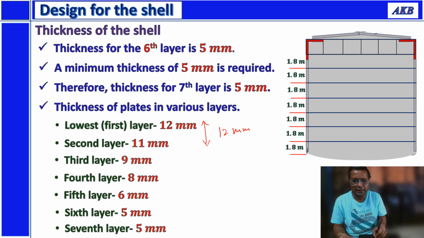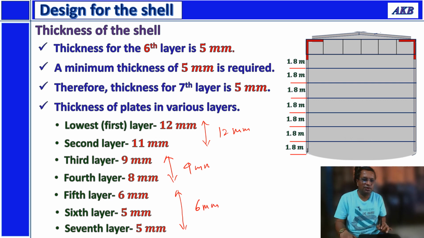Then you can suggest that layer number 3 and layer number 4 may be made up of thickness of 9 mm, whereas all the rest of the layers can be made up of plates with thickness 6 mm. So in this way you can have plates of 3 different thicknesses for constructing the shell for the storage vessel. I hope you have understood how to calculate thickness at various heights.